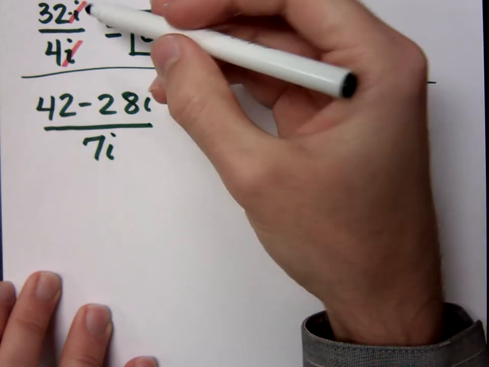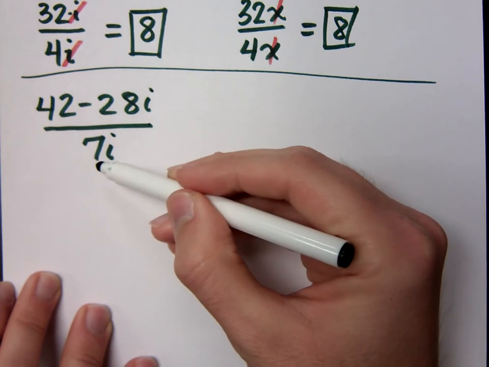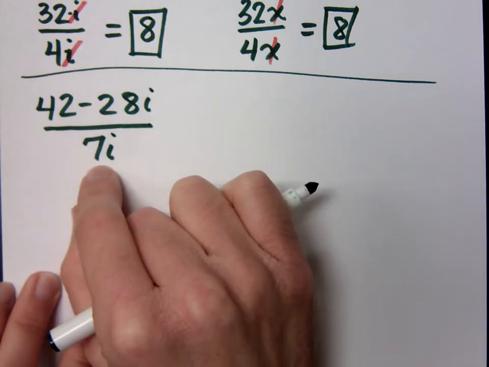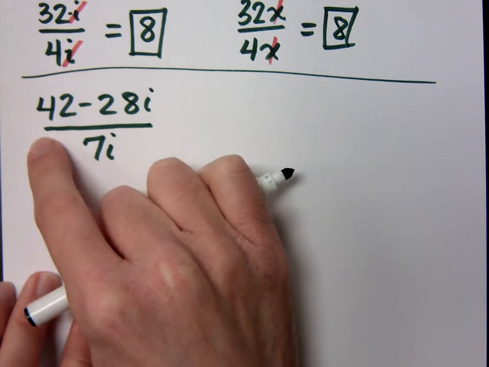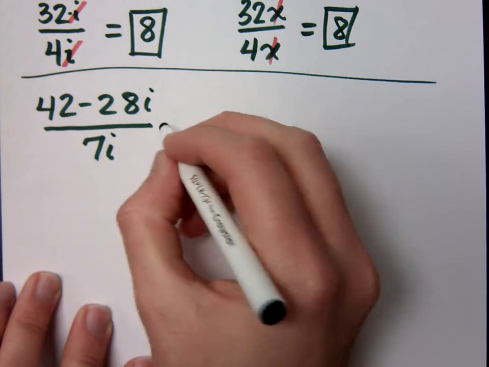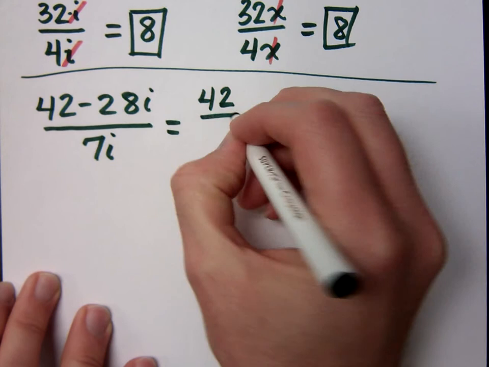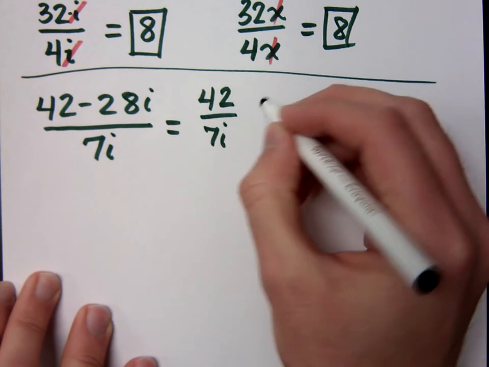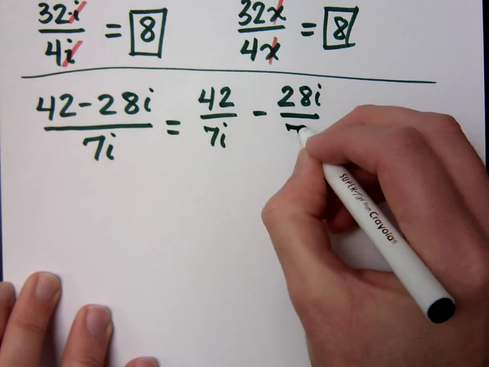You may say, hey, in this last example, I canceled the i's. Can I do that here? No, because that 7i is connected not just with the 28i, but it's also the denominator for 42, right? So to be smart about this, we need to separate this into two smaller fractions. If I say this is 42 over 7i minus 28i over 7i.